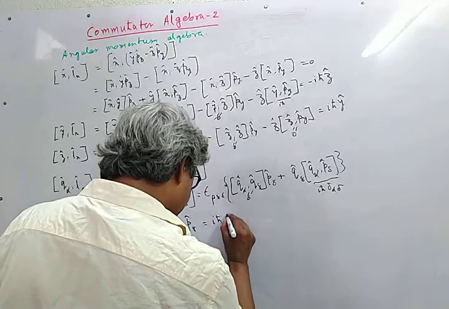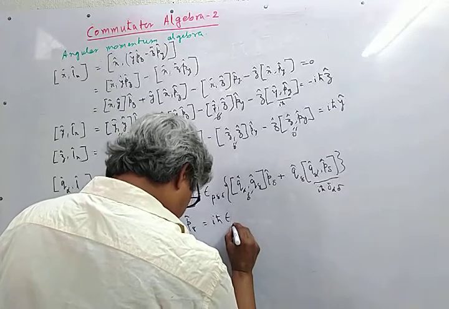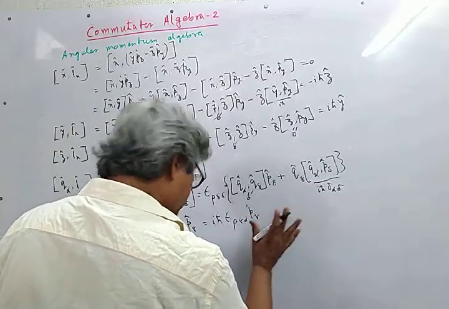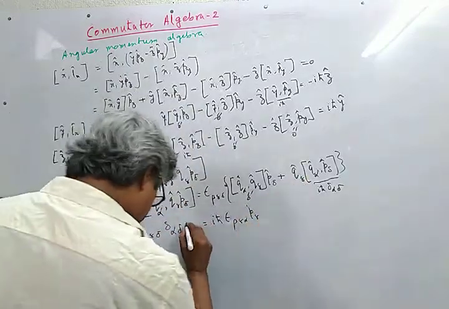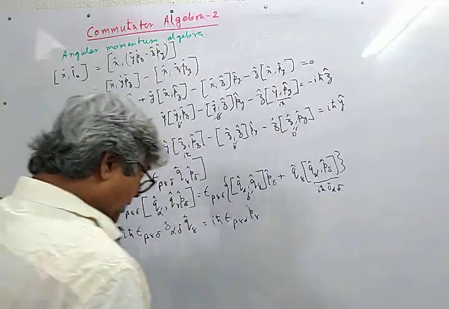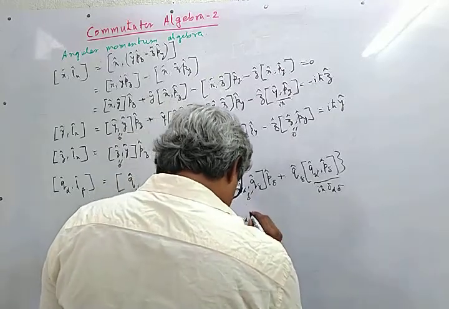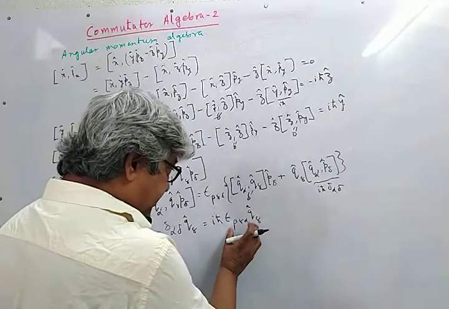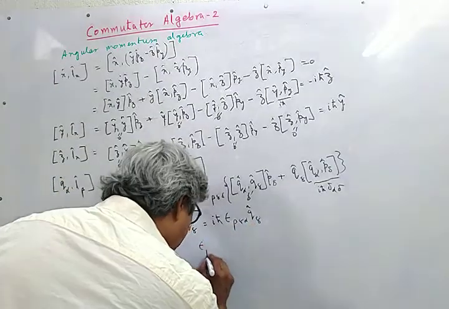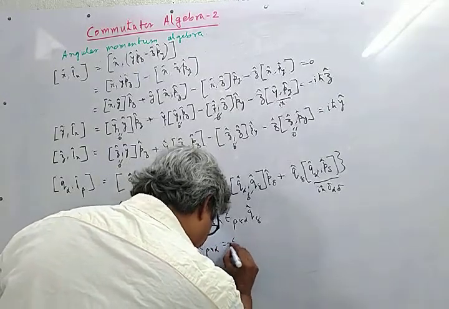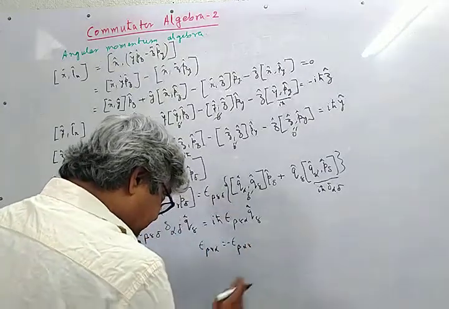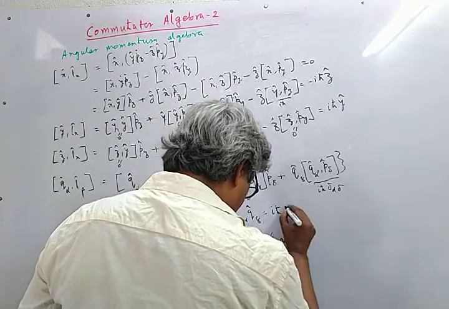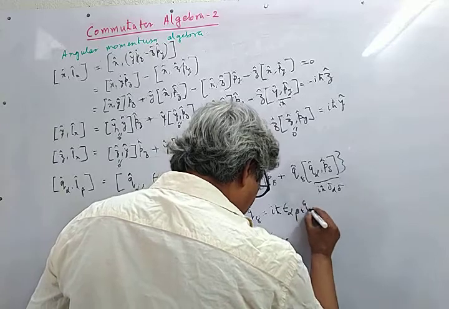So the result is iħ epsilon beta gamma alpha q_gamma. Now this Levi-Civita tensor can be written differently. Beta gamma alpha can be written as minus beta alpha gamma, one interchange, so a minus sign, then again an interchange, plus alpha beta gamma. So we write it as iħ epsilon alpha beta gamma q_gamma.